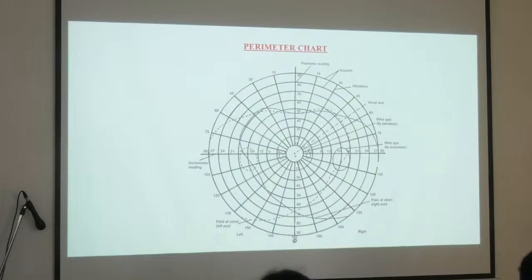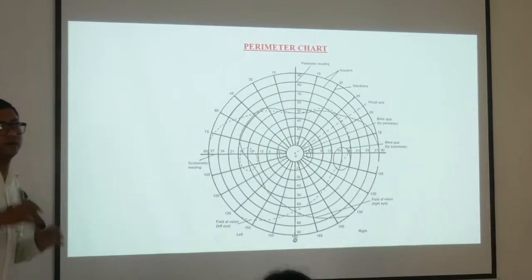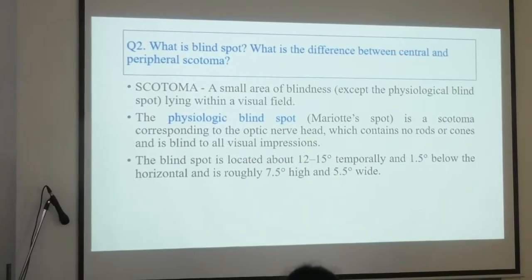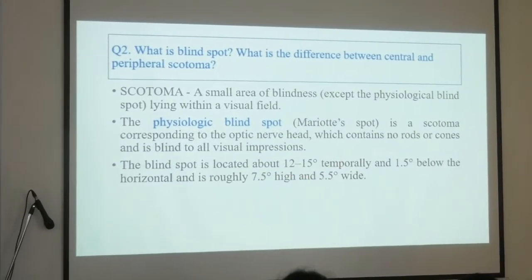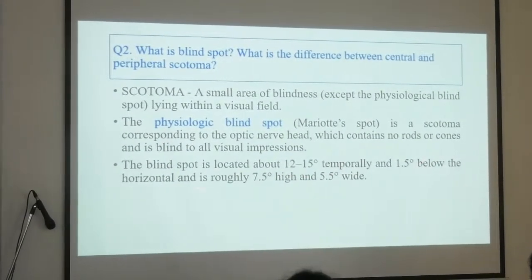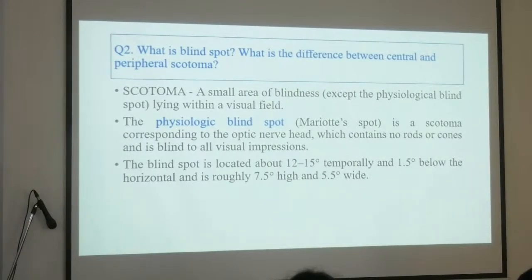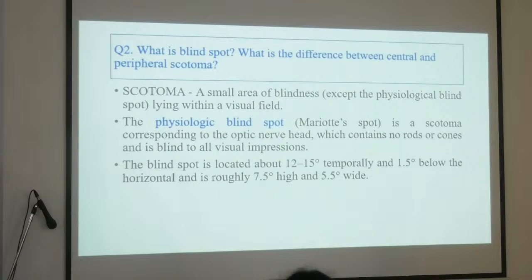So you may also need to chart the blind spot along with the field of vision. The blind spot is located about 12 to 15 degrees temporally and 1.5 degrees below the horizontal, and is roughly 7.5 degrees high and 5.5 degrees wide. We don't need to remember the dimensions, they vary.